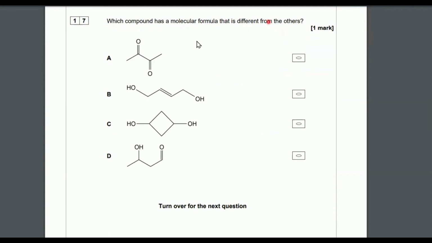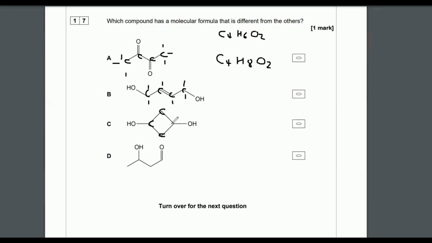17. Which compound has a molecular formula that is different from the others? So we want to calculate their molecular formulas roughly. 4 carbons. What's that? 4 times 12 is 48, plus 2 oxygens. We don't need to add up the Mr. So it's C4H6O2, roughly. This one is C4, yeah, and then there's 1, 2, 3, 4, 5, 6, 7, 8. There's 8 hydrogens here and 2 oxygens. So these two do not have the same formula, B and A.